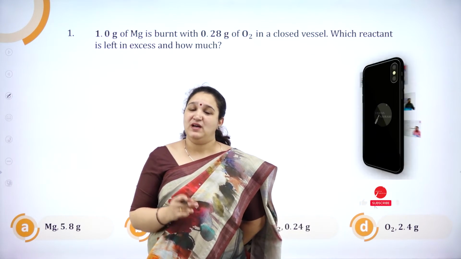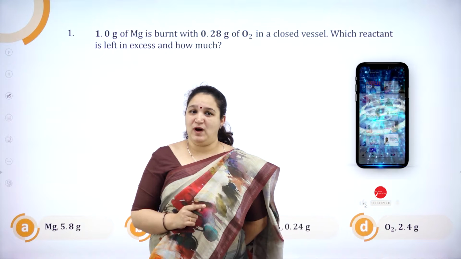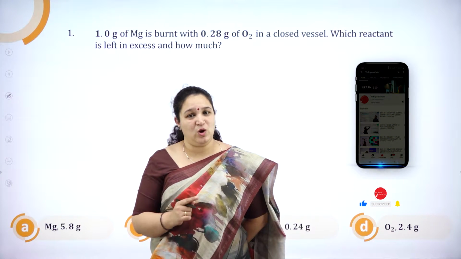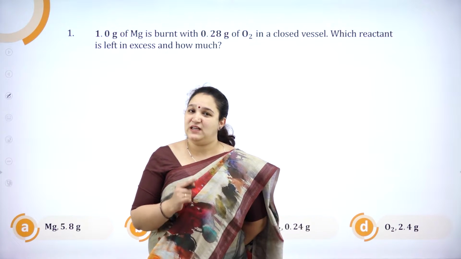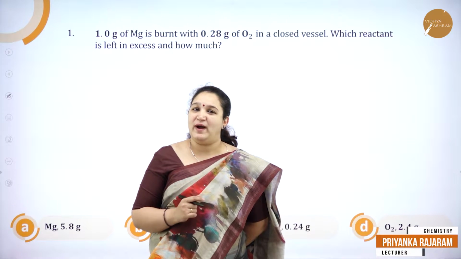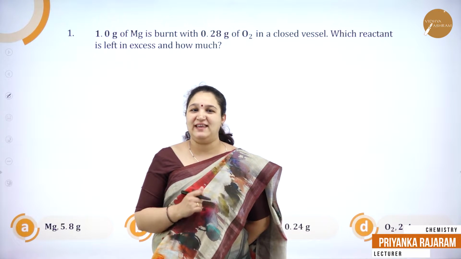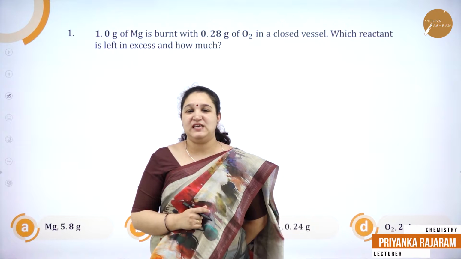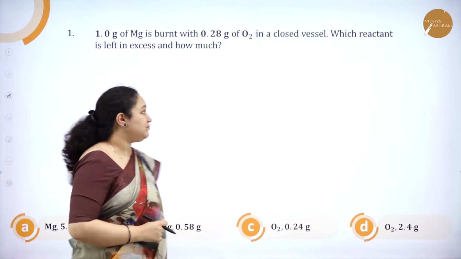This question paper is quite easy if you are very strong with your concepts, as well as the number of numericals is quite less in this question paper. So we'll see the first question.